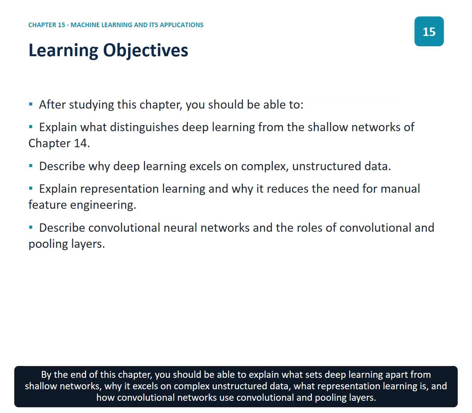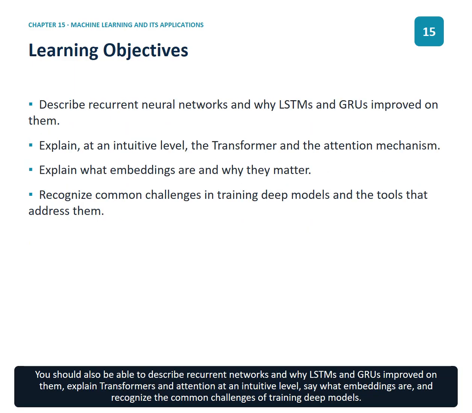By the end of this chapter, you should be able to explain what sets deep learning apart from shallow networks, why it excels on complex unstructured data, what representation learning is, and how convolutional networks use convolutional and pooling layers. You should also be able to describe recurrent networks and why LSTMs and GRUs improved on them, explain transformers and attention at an intuitive level, say what embeddings are, and recognize the common challenges of training deep models.